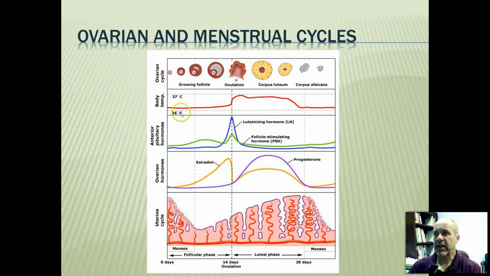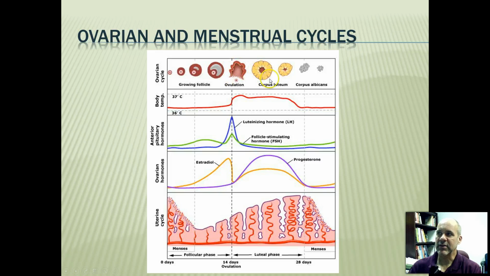During that first 14 days, you have the growing follicles in the ovaries. At day 14, you get that burst of luteinizing hormone seen here in blue. These are hormone levels for FSH and LH. There's also a little burst of FSH there, but that triggers ovulation. There comes that secondary oocyte bursting out of the ovary.